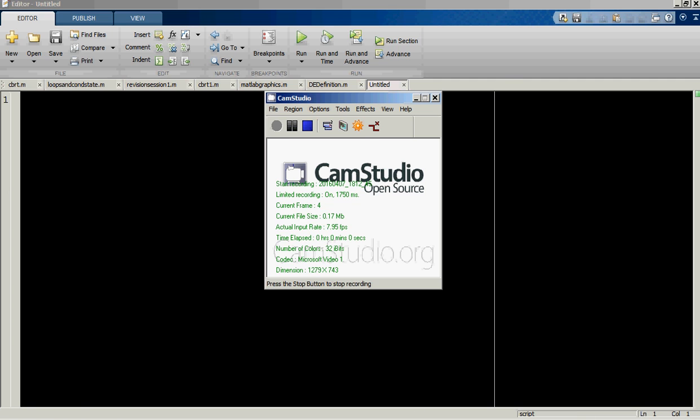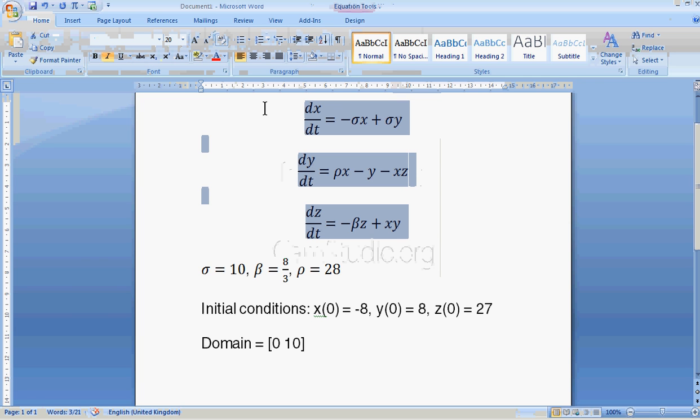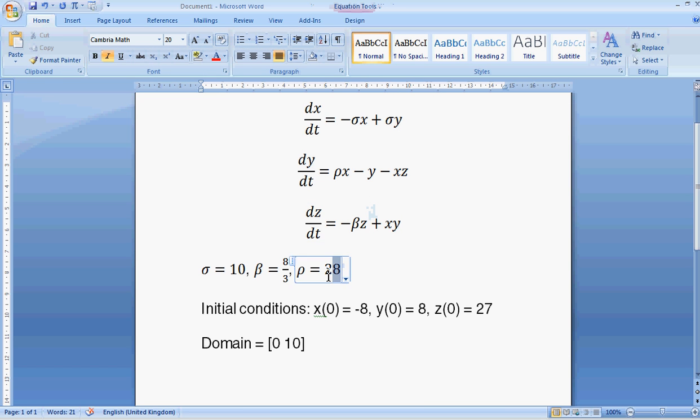In this particular exercise, we are going to see how to solve a system of three ordinary differential equations. Basically, we have dx by dt equals minus sigma x plus sigma y, and this is the second one, and this is the third equation, and the constant values have been provided here, and these are the initial conditions. X of 0, that means the value of x at time t equals 0, is minus 8, y at time t equals 0 is 8, z at t equals 0 is 27, and the domain is this much, a variation of time, right?